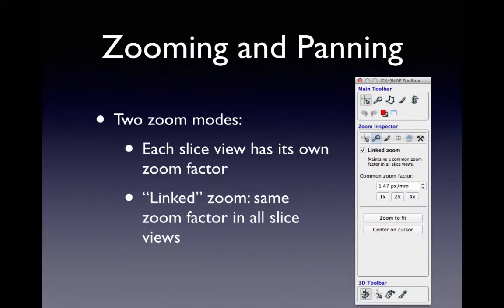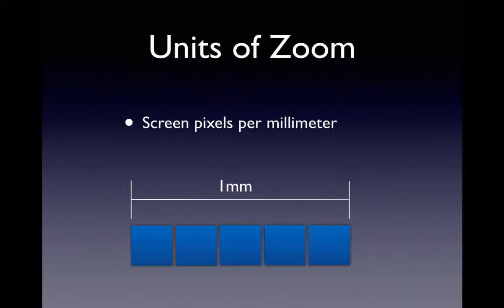And so here, if we go to the zoom inspector, we can turn on linked zoom, and then we'll have the same zoom factor in all slice views. And the way in which we measure zoom is in screen pixels per millimeter. And that kind of makes sense. So what that really means is how many pixels on your actual display correspond to 1 millimeter of physical space.